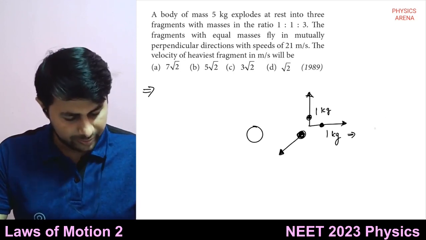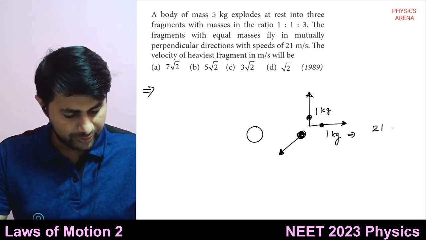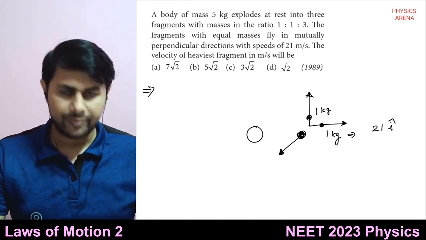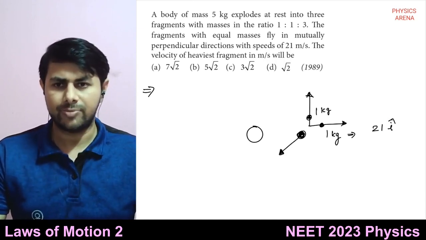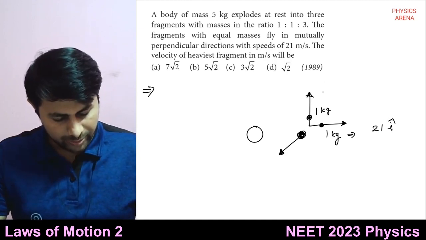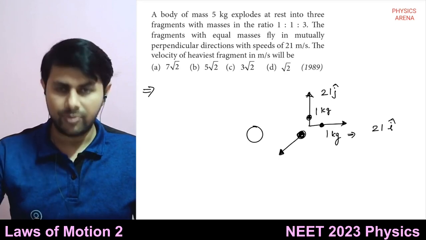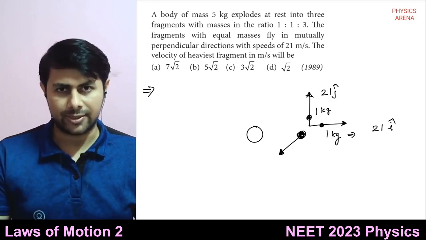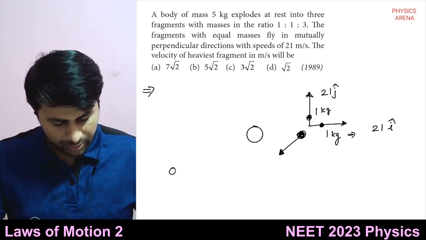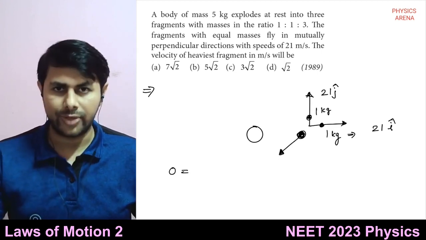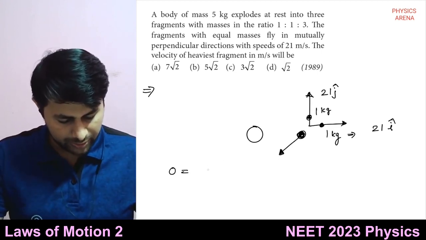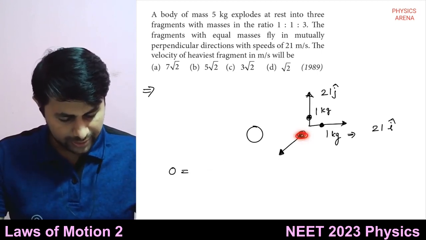Mass is 1 kg, so it is 21 I. Kg meters per second is the unit. And the momentum of this one is 21 J kg meters per second. Okay, and the sum of momenta of all three masses is equal to 0. So I can say the total momentum before explosion is 0. 0 is equal to this mass.